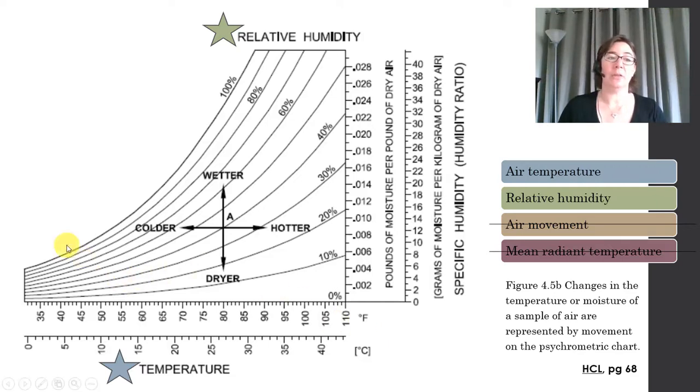So relative humidity is shown on the graph with these curves right here. So you read relative humidity off of the curves of the graph, and you can see their measurements right here, 0%, 10%, 20%, 30%. So in general, in this direction, it gets wetter, more humid, and in this direction, it gets less humid or drier. So hotter, colder, wetter, drier. That's what we're measuring on this graph.